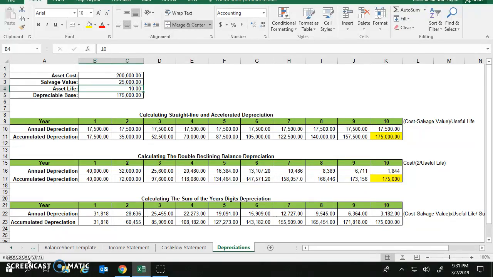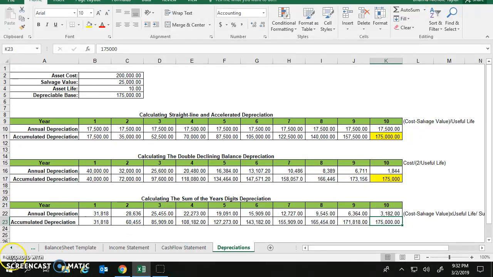So for straight line, we are taking our cost, which is 200,000, subtracting it from our salvage value, 25,000, and dividing it by 10 years, and that will give us this 17,500 value. And it will be the same all the way through 1, 2, 3, 4, 5, 6, 7, 8, 9, and 10. And we're going to be adding. So when you add this, you get 35. You add 17,500 to 35, you get 52, and so on and so forth. And this one is pretty simple. And keep in mind, pay attention to this number at the end because all these values should match.